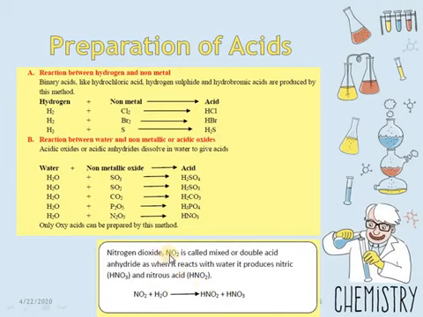Now in case of nitrogen dioxide, this is also called mixed or double acid anhydride. Now this is also called acid anhydride: SO3, SO2, CO2, P2O5, N2O5, because it doesn't contain any water, so anhydride. Now this nitrogen dioxide, when it reacts with water, gives HNO2 and HNO3. That means nitrous acid and nitric acid. That means it gives two types of acid. So these are also called mixed or double acid anhydride.